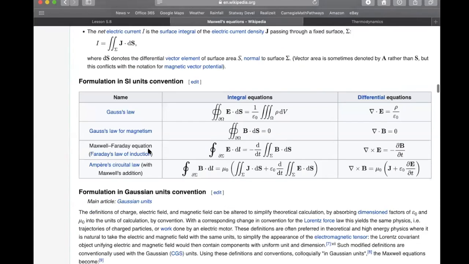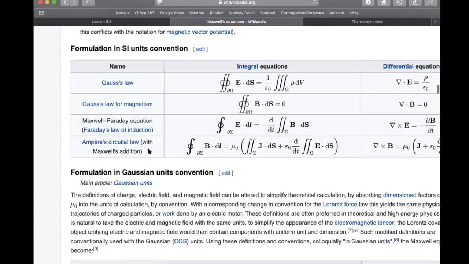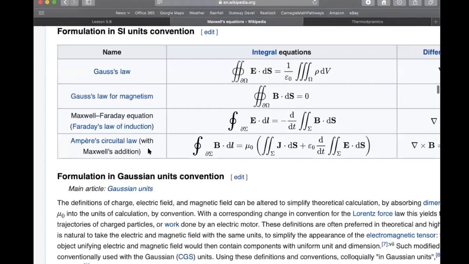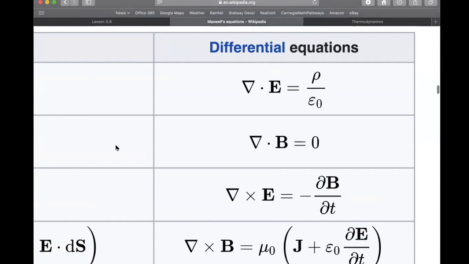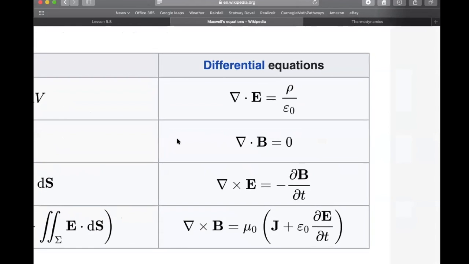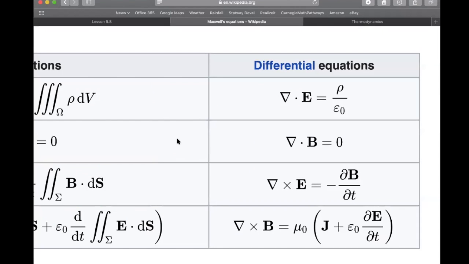There are integral versions and differential versions of all of Maxwell's equations, and what I want to do is just show you the differential versions. Okay, so these are Maxwell's equations, and these are pretty much the equations that govern electric fields.